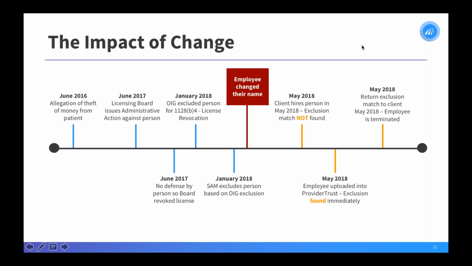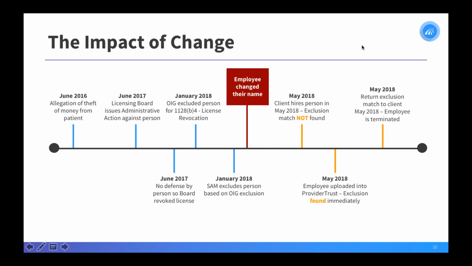So this is related to a nurse. I think everyone on this call has a number of nurses, I'm sure, on your staff. So this story starts in June of 2016, where there was an allegation of theft of money from a patient. It was an allegation that was then shared with a licensing board.